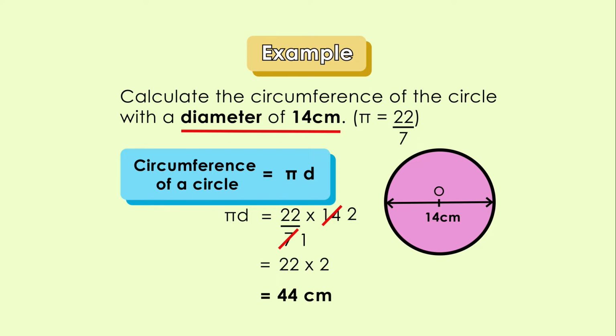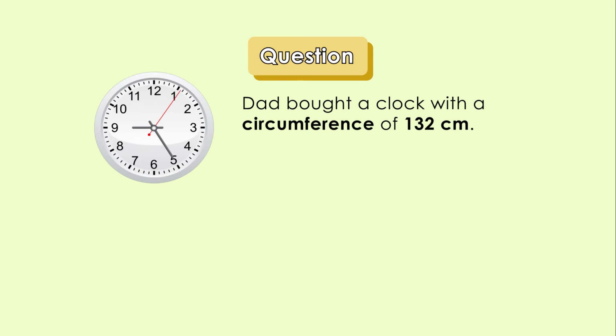Now, it's your turn. Here is the question. Dad bought a clock with a circumference of 132 centimeters. What is the diameter of the clock in centimeters? Boys and girls, let's do this step by step.